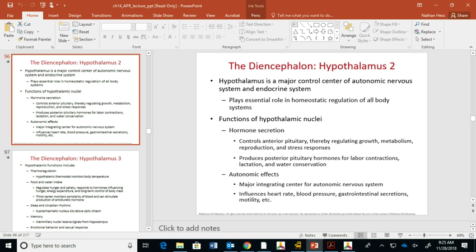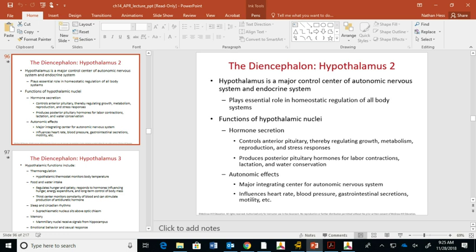The functions of the hypothalamic nuclei, and this is a key piece. The hypothalamus plays a huge role in the endocrine system. Remind me, what does the endocrine system do? Hormones, right? The hypothalamus is the nervous system part that controls the endocrine system. As it produces hormones, those hormones go down to the anterior pituitary, which is the gland that basically controls the whole rest of the endocrine system. Does that make sense? So this is the nervous system piece that's controlling the endocrine system.